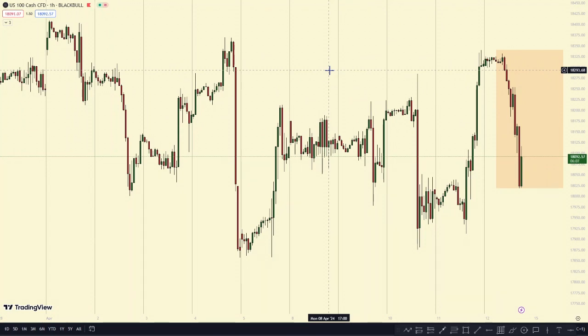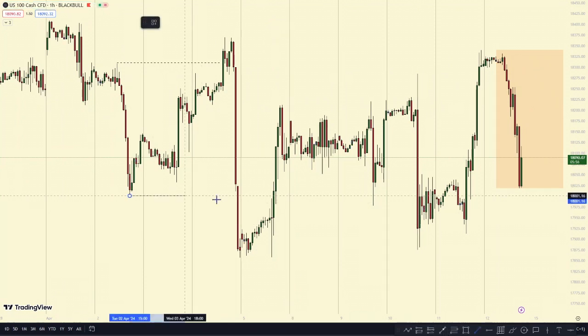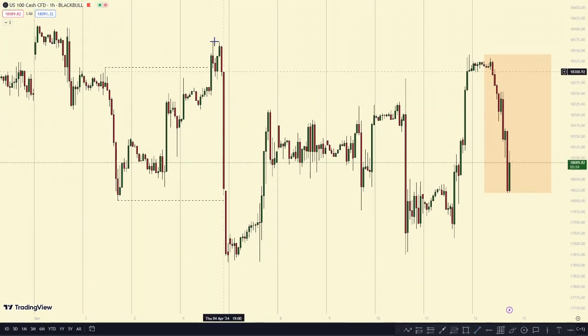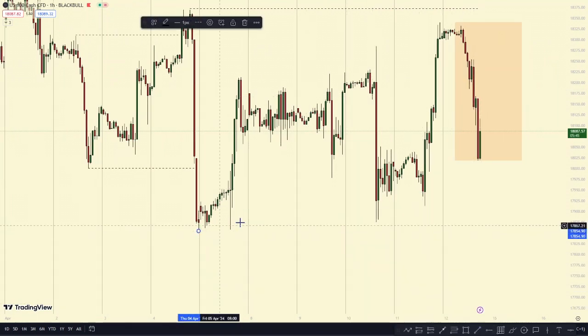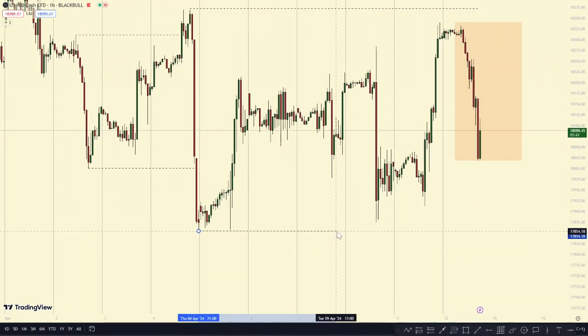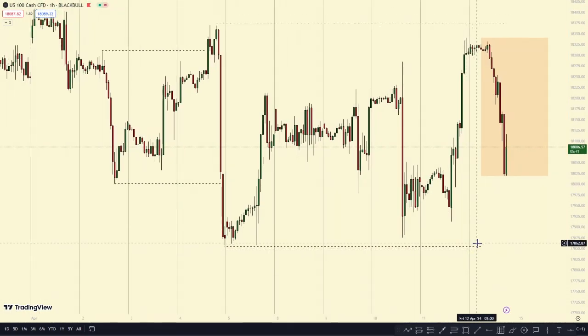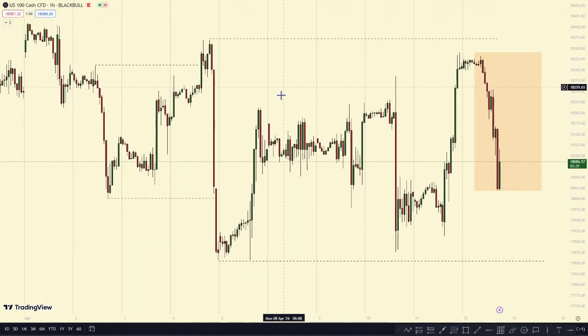All right. So first of all, I identified this sweep of liquidity here that caused a break of market structure to the downside, which shows that we are bearish. Where is my swing point? This is my swing high. And where is my swing low? This is my swing low.